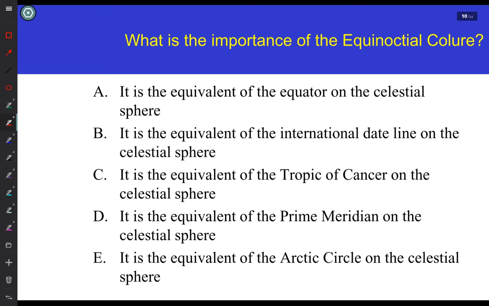What is the importance of the equinoctial colure? Something you have to know for the lab final. I am going to ask you during the lab final, what is the importance of the equinox? Well, you're going to have to point it out, and then I'm going to say, and what is its importance? So you have to answer this one on the lab final. It is open for you to answer.